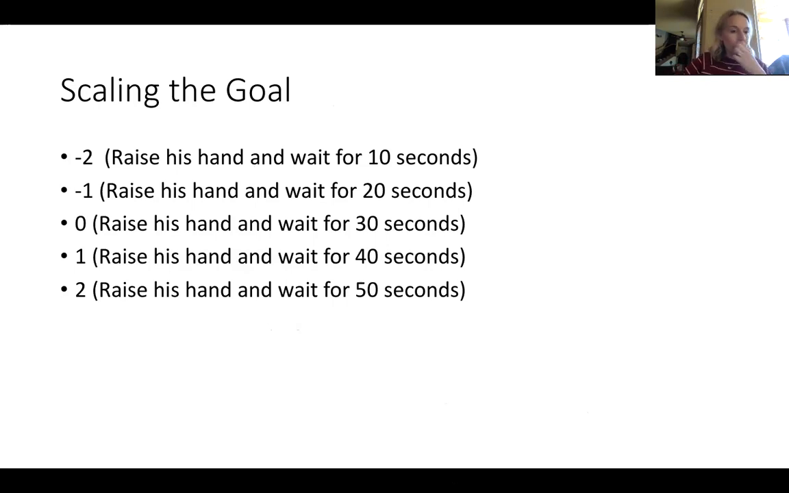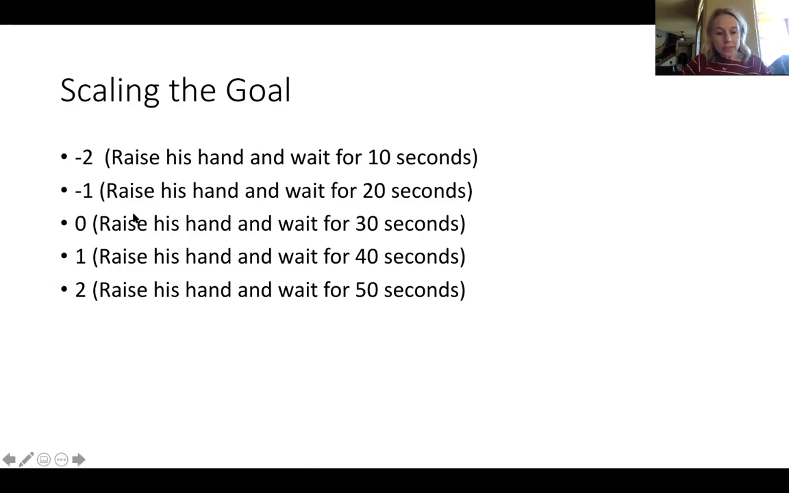Okay, so here's how I scaled the goal for him. A -2 is I'm going to have him raise his hand and wait for 10 seconds. A -1 is raise his hand and wait for 20 seconds. A 0 is raise his hand and wait for 30 seconds. A 1 is raise his hand and wait for 40 seconds. And a 2 is raise his hand and wait for 50 seconds.